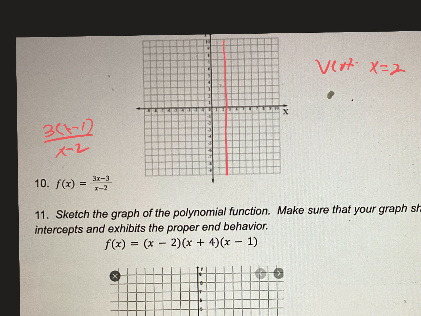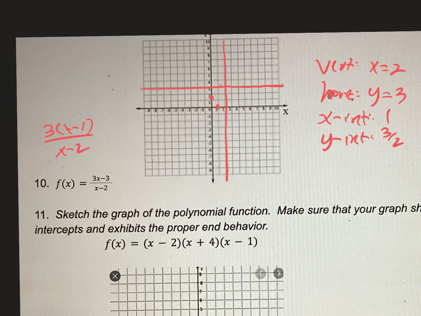There's the vertical. Horizontal has 3 rules. This time, the degrees are the same. So I'm doing leading over leading, which is 3. So I'm going to y equals 3, which is right through here. Looking good. The x-intercept, whatever makes the numerator 0, which is 1. The y-intercept, cover up everything, all your x's, and it leaves you 3/2. So I'm going to put those points on the graph. The x-intercept is 1, which is right here. The y-intercept is 3/2, which is 1 and 1/2, which is right there.